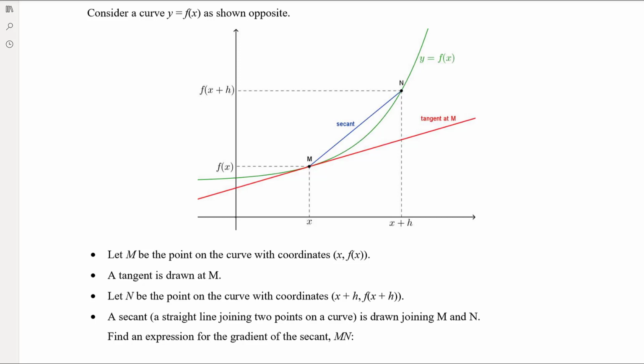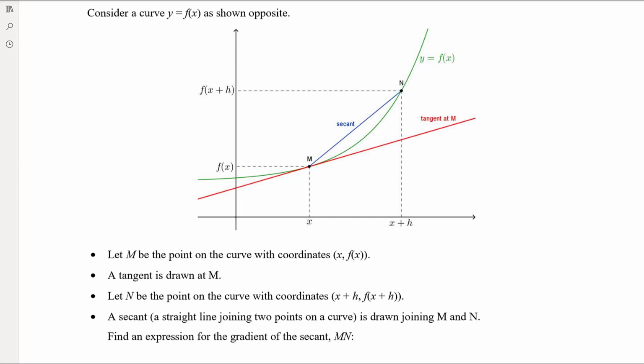What we have here is a curve, y equals f of x, in green. What we're ultimately interested in finding is the gradient of the curve at this point m. That means we need to be able to find the gradient of the tangent at this point m. Those two things would be the same. So m is a point on the curve. It has coordinates x, f of x. Its x coordinate is just some generic value x, therefore its y coordinate is f of x, subbing x into the rule.